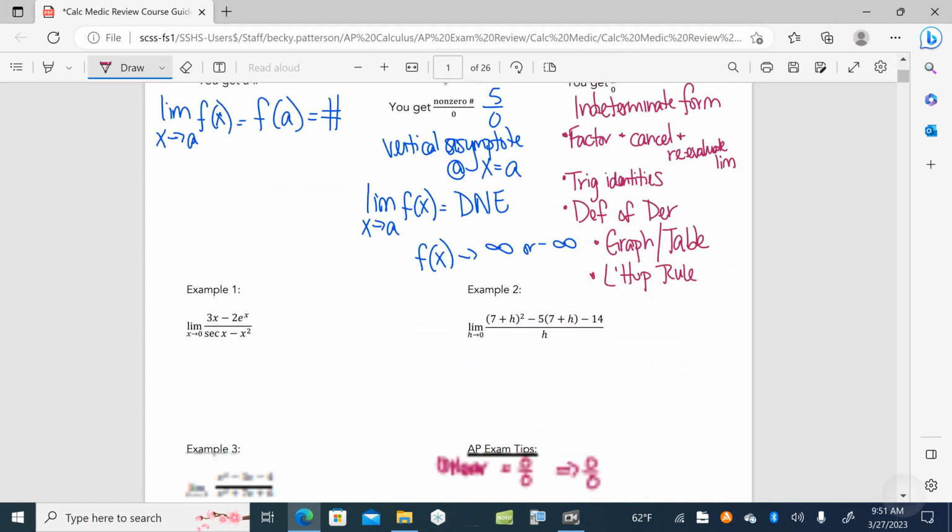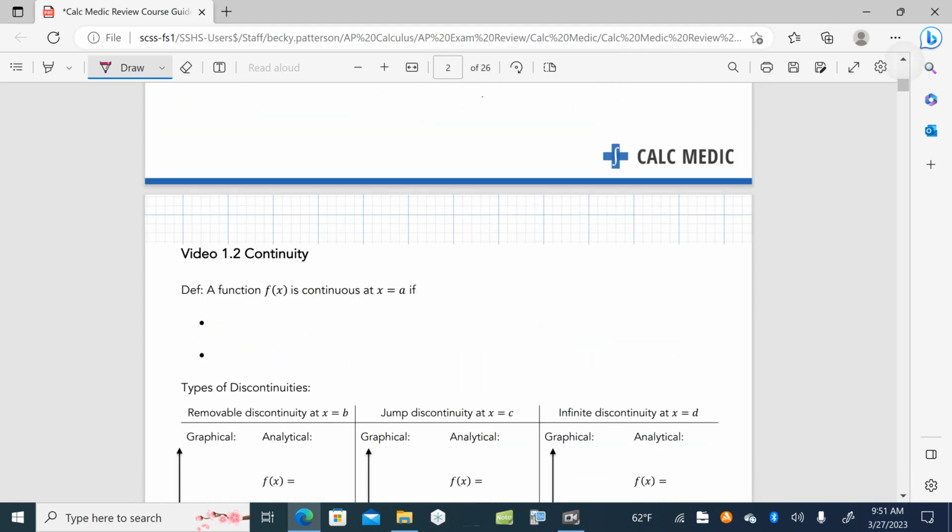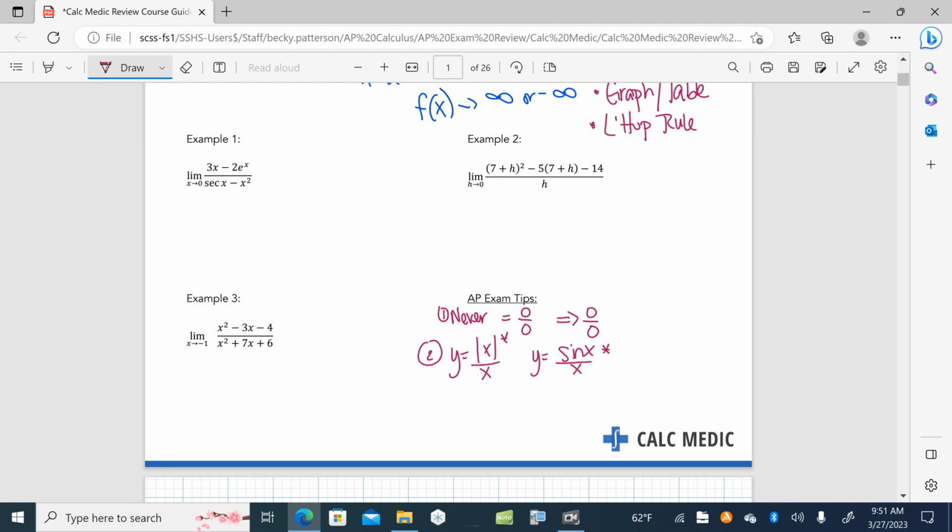So now let's try some examples. If I look at example number 1, this is a limit as x approaches 0. So the first thing I'm going to do is just try to plug a 0 in. Now if you're plugging a 0 in, that means I can drop the limit notation because I'm evaluating the limit.